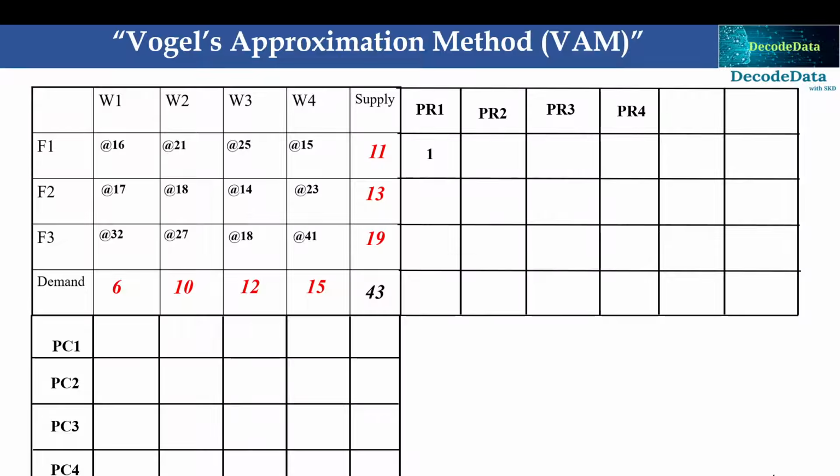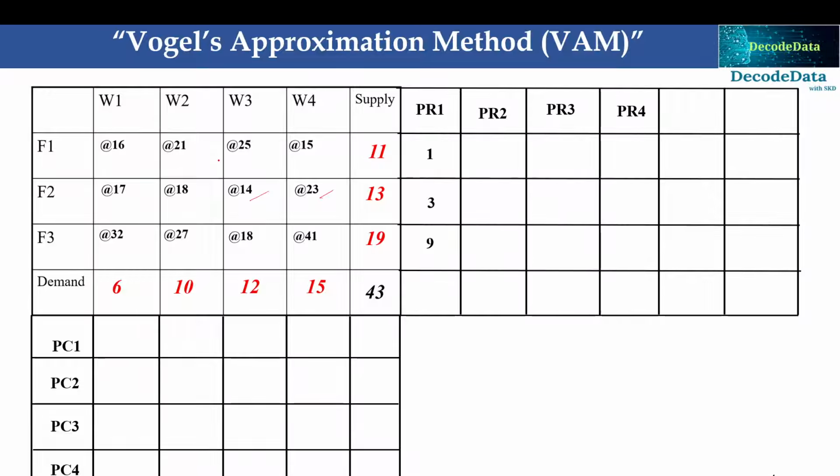Now for the second row, we have 17, 18, 14 and 23. So 14 and 17 are the minimum. So the penalty will be 3. In the third row, we have the values 32, 27, 18 and 41. Out of this, 18 and 27 are the minimum ones. So we have a penalty of 9, right?